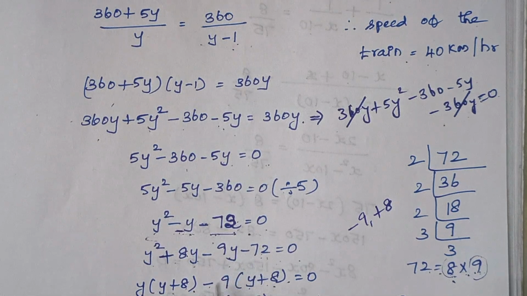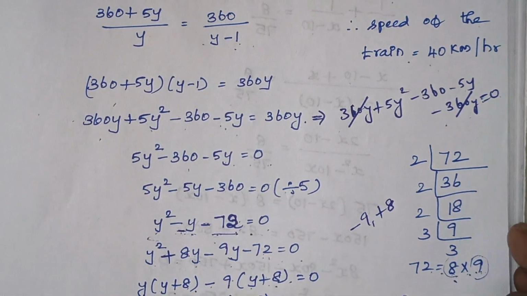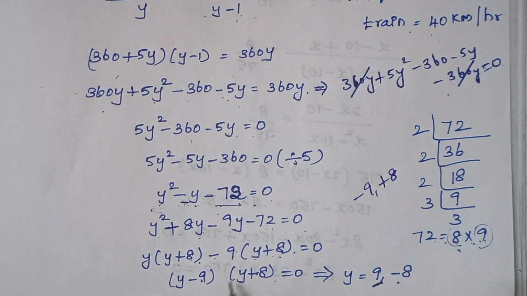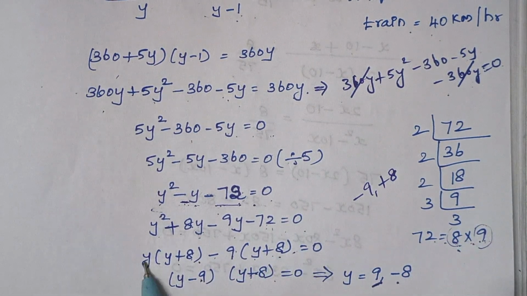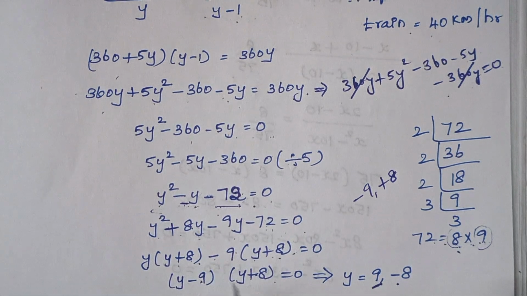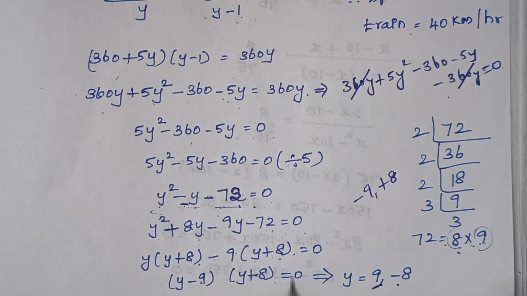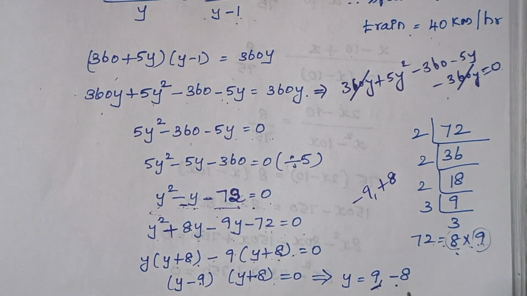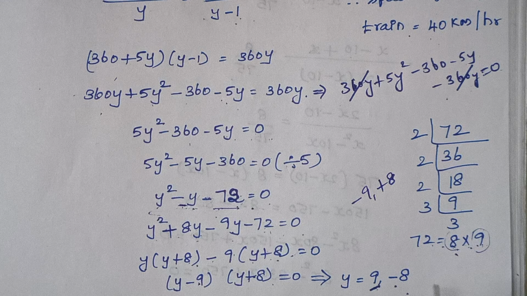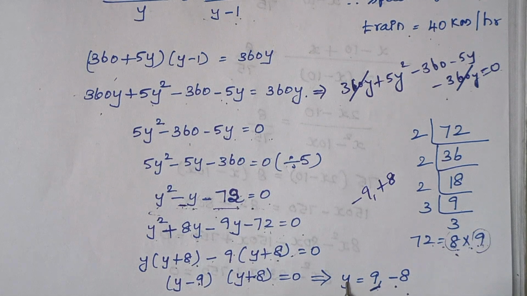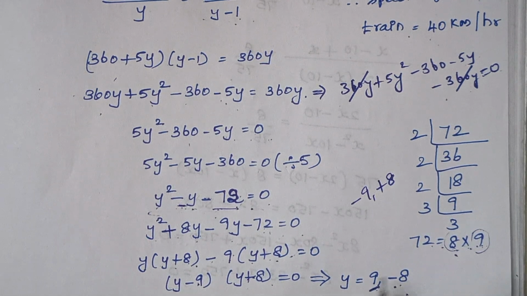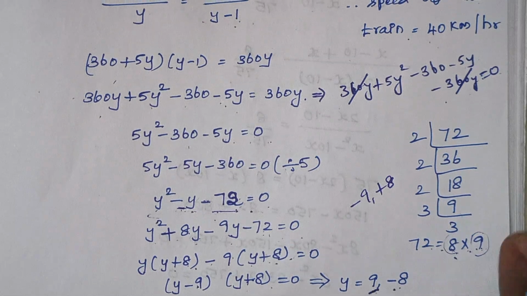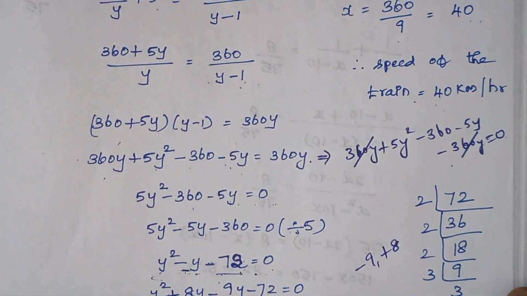And when you take minus 9 outside, again it is y plus 8. When you take this y plus 8 commonly outside, the remaining terms are y minus 9. When you equate these terms to 0, we get the answer as 9 and minus 8. So what is y? Y is nothing but time taken. The time taken can't be negative. We have to proceed with the positive term. So the value of y is 9.